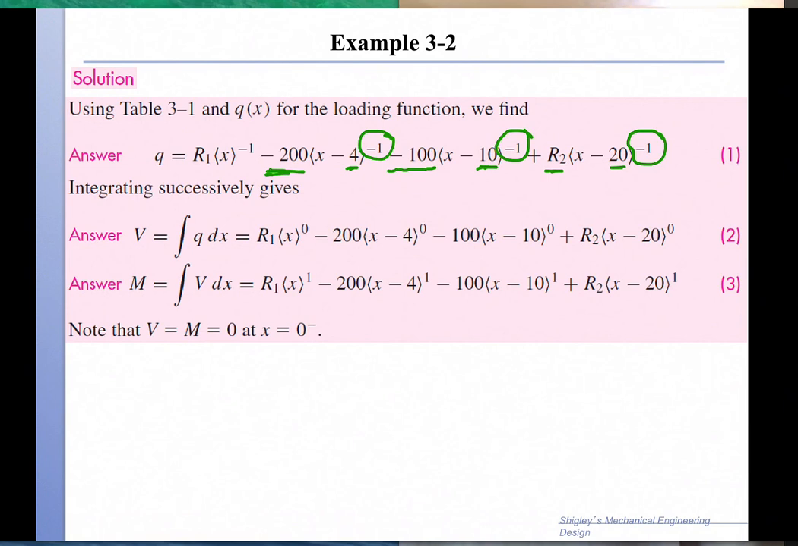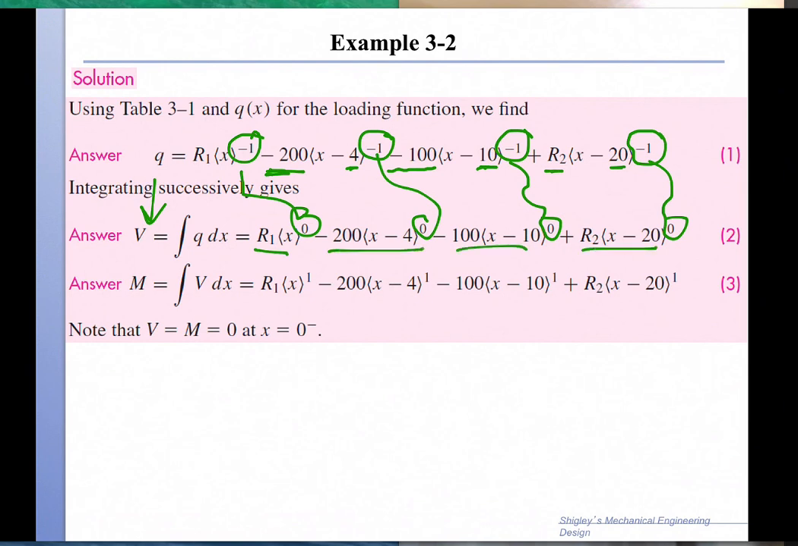Now the integration gives V from Q directly. Every minus 1 becomes a 0, and nothing else changes, because we just integrate the impulse, and the impulse becomes a step. So every one of these 4 functions is a step.